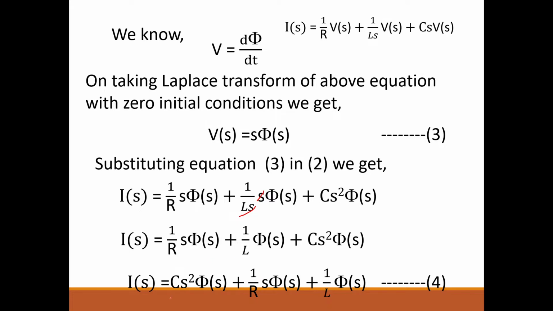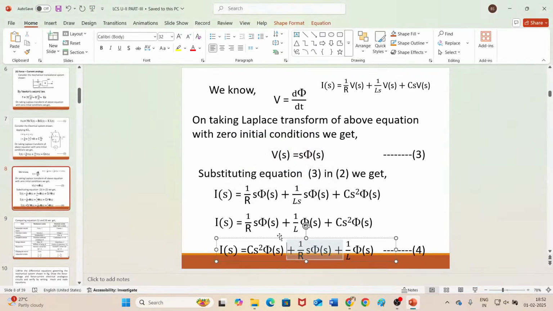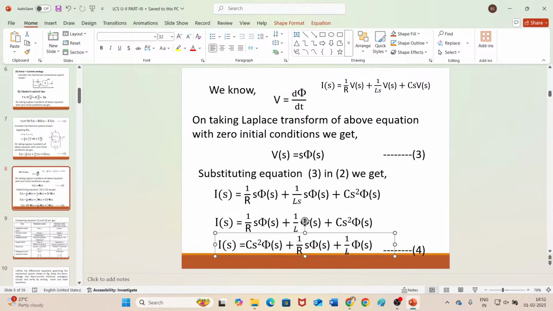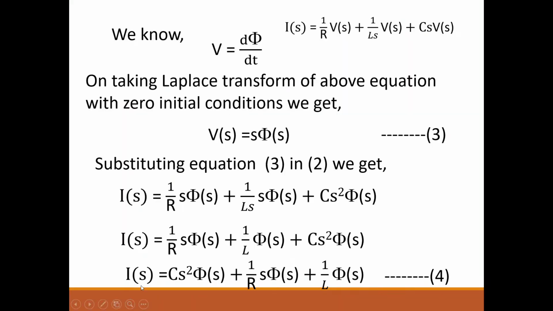You can rearrange the terms. You can write the S square term first, then the S term, and the S power 0 term at the last. So what are you getting here? Equation number 4 is I of S is equal to C S square phi of S plus 1 by R S phi of S plus 1 by L phi of S.